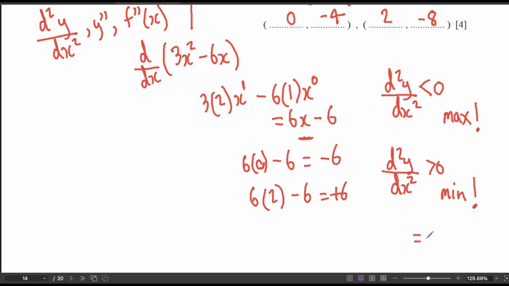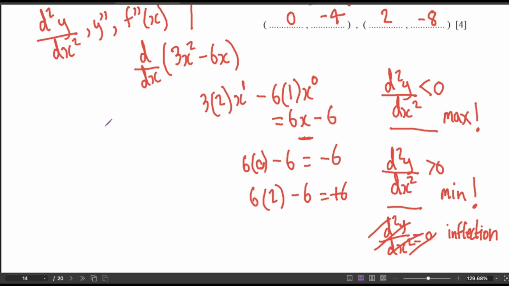If it is equal to 0, then it's called an inflection point, but I don't think we need to worry about that right now. It's called a point of inflection. But honestly, don't really think about this. We don't need this right now. We just need this, and we need this.